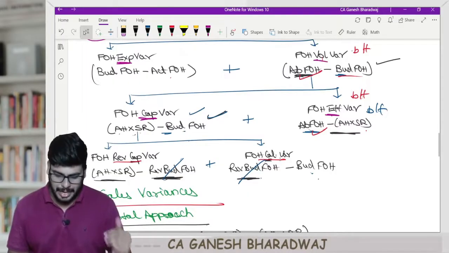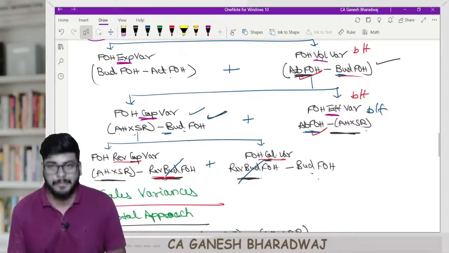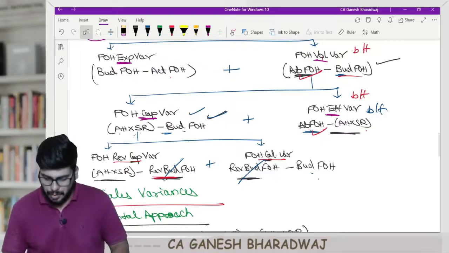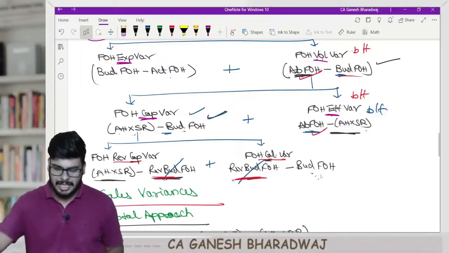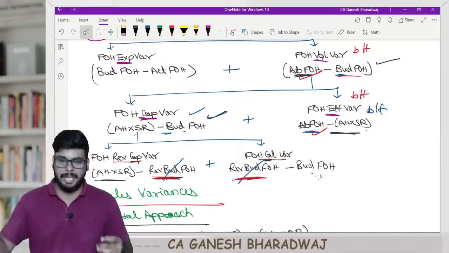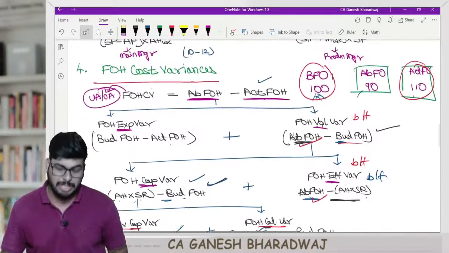Revised capacity is going to be AH into SR minus revised budgeted fixed overheads. Immediately that needs to be reversed: revised budgeted fixed overheads minus budgeted fixed overheads. Are you clear with this? This is the entire summary of your fixed overhead cost variances.